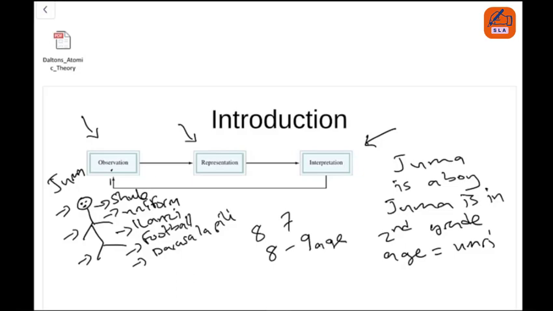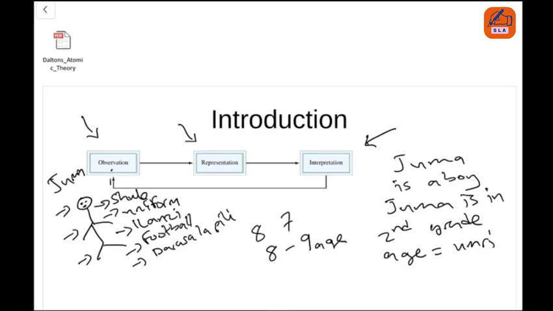Unaona, he's 8 or 9 years old. So we have made this prediction about Juma from our observation. So tumefanya observation, representation, and interpretation of the data that we have about Juma. So this is common in science in general.